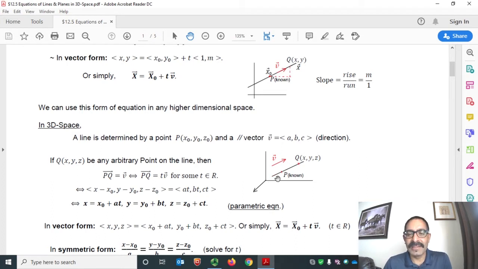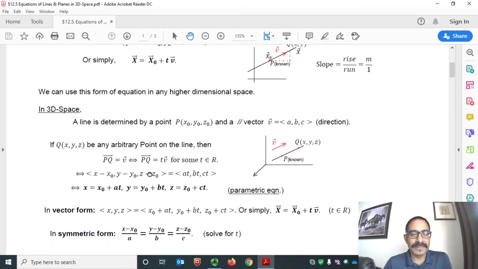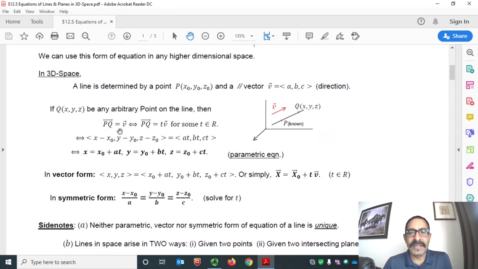So to find the equation of this line, the idea is to pick another arbitrary point Q on the line. Then two points determine a vector, so find the vector PQ. We find the vector PQ by using the formula tip minus tail: (x minus x0, y minus y0, z minus z0). Then this PQ vector is parallel to vector v. Then we know PQ vector is parallel to v vector if and only if PQ equals a constant times the v vector, for some t in R.